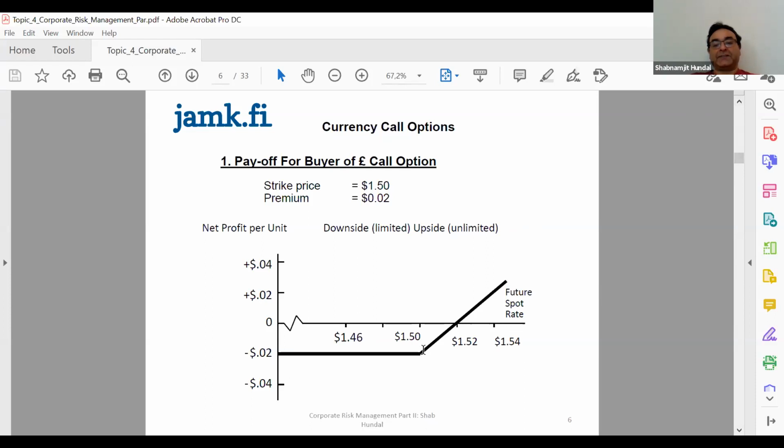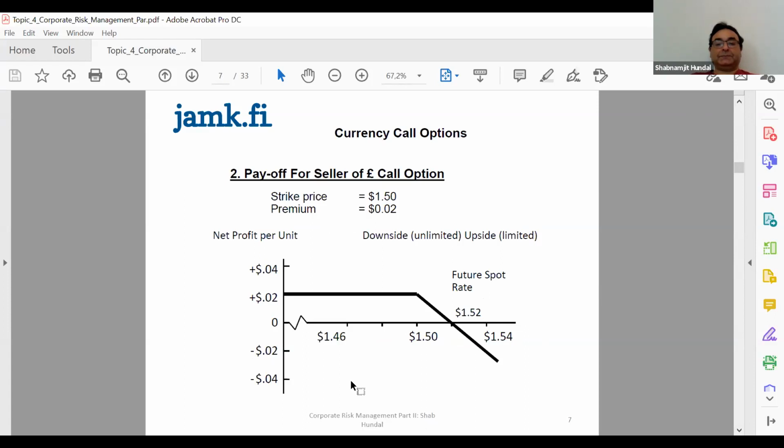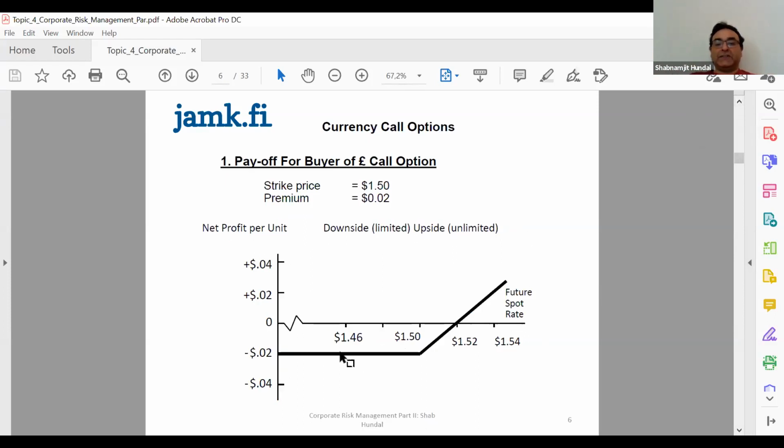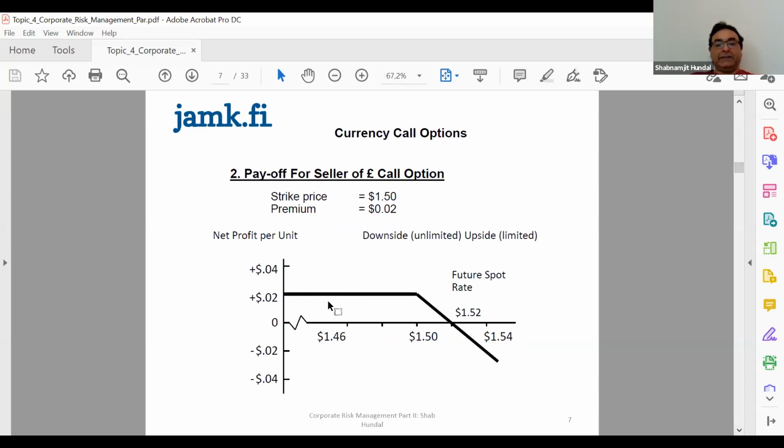And when the buyer starts gaining, the seller starts losing. But one important characteristic is that for the buyer of the call option, the loss is limited, the downside is limited, but the potential gain or the upside is unlimited. But for the seller of the option, the gain is limited, but the potential loss, the downside, is unlimited. I wrote it here as well. So this is how the option works for the buyer and the seller.